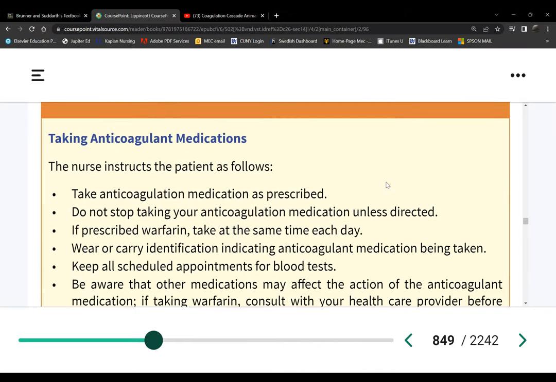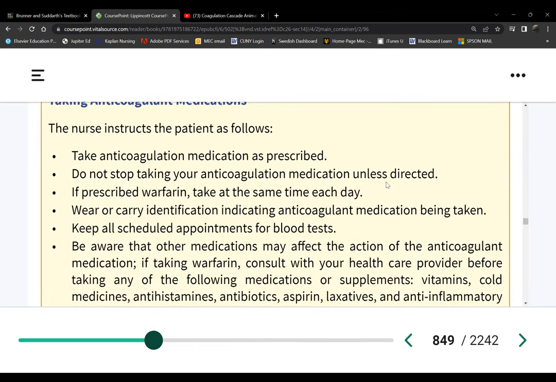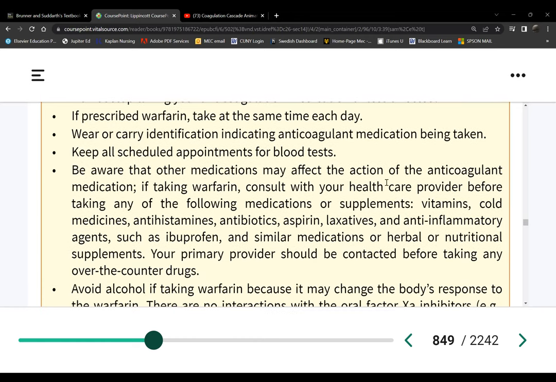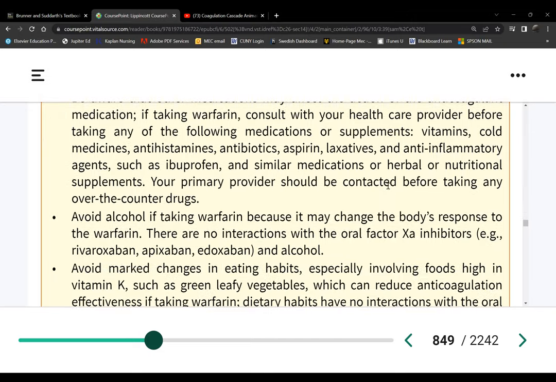Here are your teachings for patients taking anticoagulants. I mean, this is a repeat of last semester. Basically, bleeding precautions. Either prevent bleeding or watch for early signs and symptoms of bleeding.